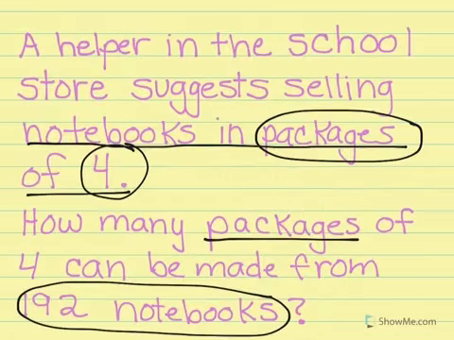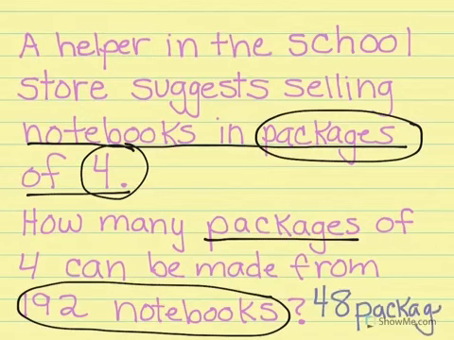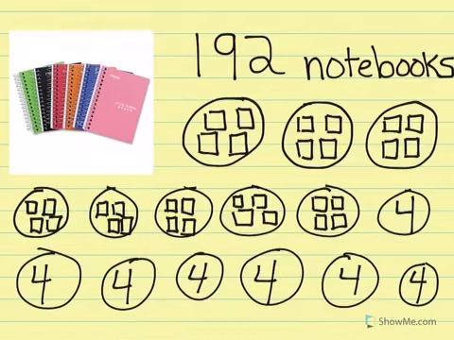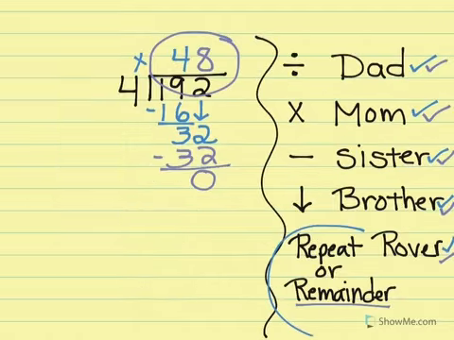So I'm going to go back to my problem. How many packages of 4 can be made from 192 notebooks? 48, label your answer, packages. I'm going to think if that makes sense. So I have 192 notebooks. If I split them into groups of 4, I would have 48 groups. That seems reasonable.